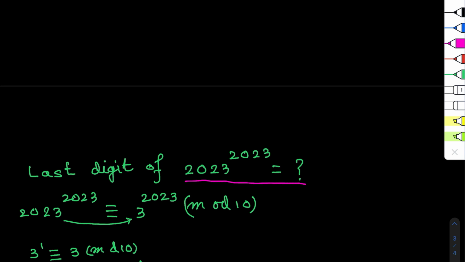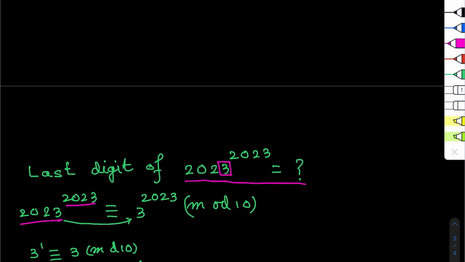Here also the technique is the same. We can go ahead in the same way: for the last digit, only the unit digit of the base number matters, that is 3. So the whole base number 2023 can be reduced to only 3. So 2023 to the power 2023 is congruent to 3 to the power 2023 modulo 10.